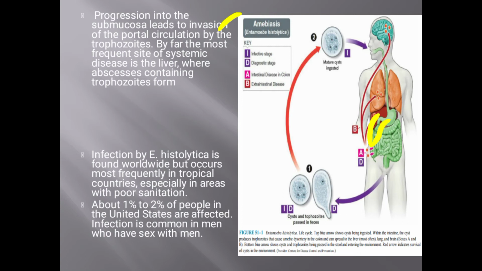Infection by Entamoeba histolytica is found worldwide but occurs most frequently in tropical areas, especially with poor sanitation. You know that it is a waterborne disease. Poor sanitation increases the risk of amoebic dysentery. About 1 to 2% of the people in the United States are affected. Infection is common in men who have sex with men.